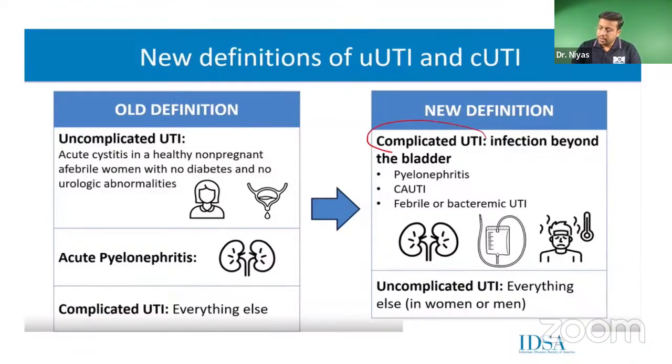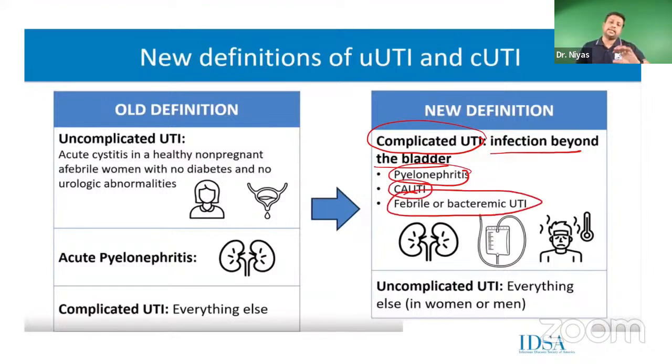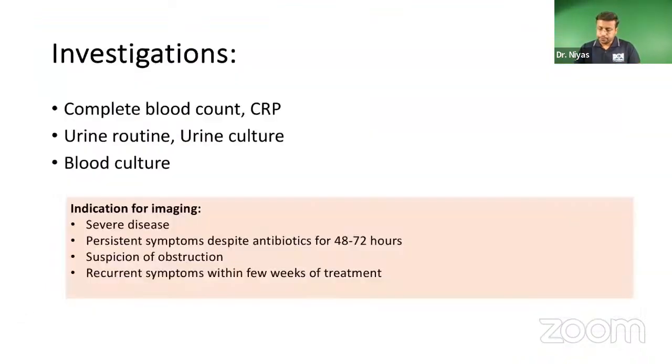So complicated UTI is any UTI where the infection has spread beyond the bladder. Which means that pyelonephritis in males or females can be taken as complicated UTI. Catheter-associated UTI or any febrile or bacteremic UTI is taken as complicated UTI. Rest all, whether male or female, is uncomplicated UTI. So this definition has changed, something that you have to keep in mind. Only remember the new definition. Complicated UTI is an infection beyond the bladder, and everything else, men or women, is uncomplicated.